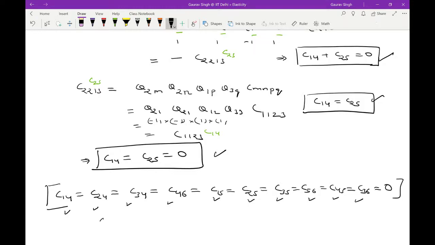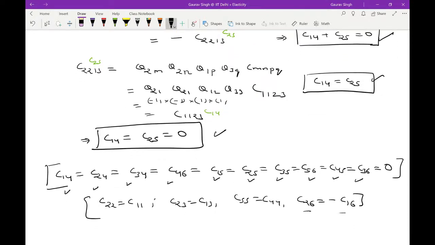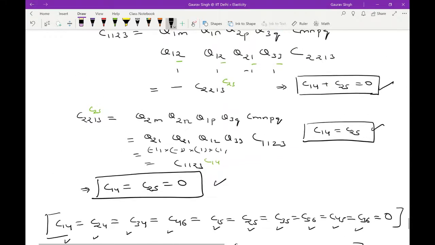Other than this, you will also have C22 equal to C11, C23 equal to C13, C55 is equal to C44, and C26 equal to minus of C16. So I would have loved to prove all of them, but I've already shown you how one of the zeros is proved. Let me now try to prove this: C26 is equal to minus C16, and this is something which you will automatically get.